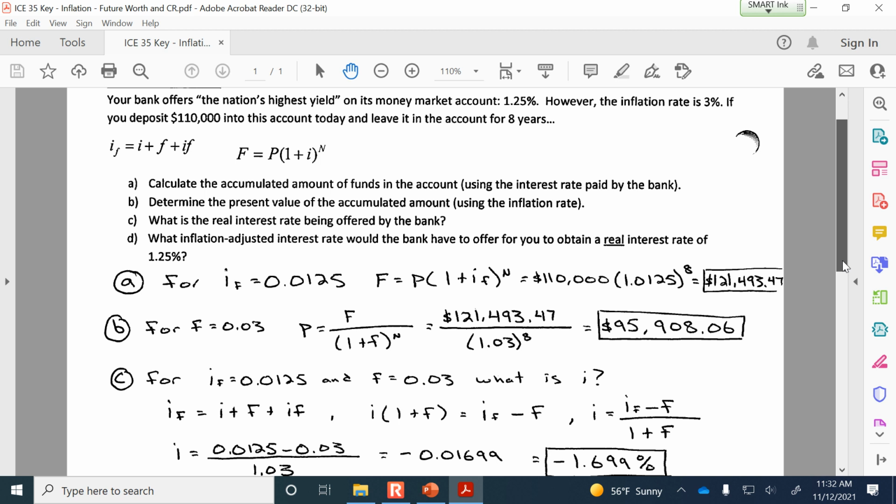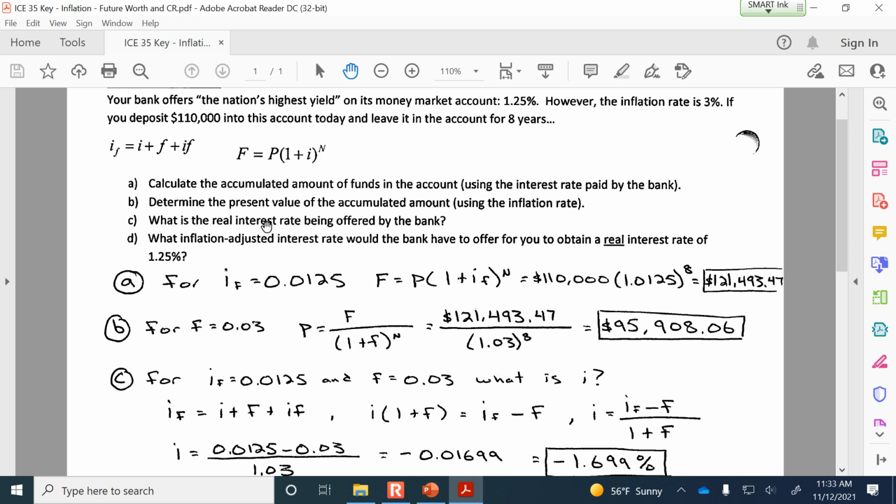All right, so in this problem, the market interest rate is 1.25%. And these definitions you need to commit to memory. The interest that is actually being paid is called the market interest rate, I sub f. And the inflation rate, F, is 3%. In part A, it's saying find out how many dollars will actually be in the account. The amount of dollars that will actually be in the account is based on the interest rate that's getting paid. It's not based on inflation. It's based on what the bank offers.